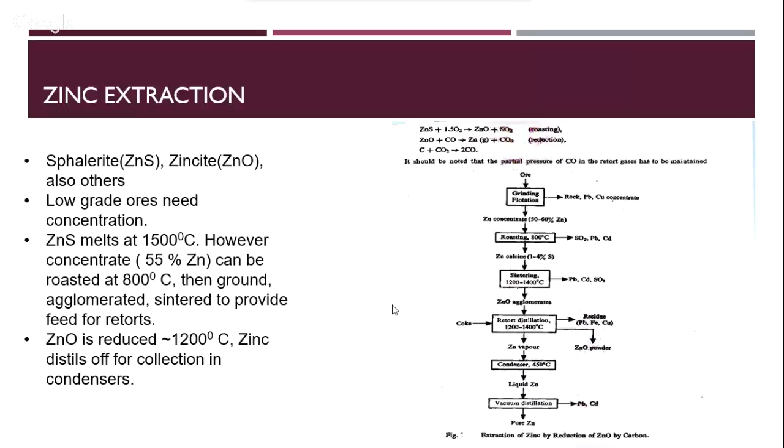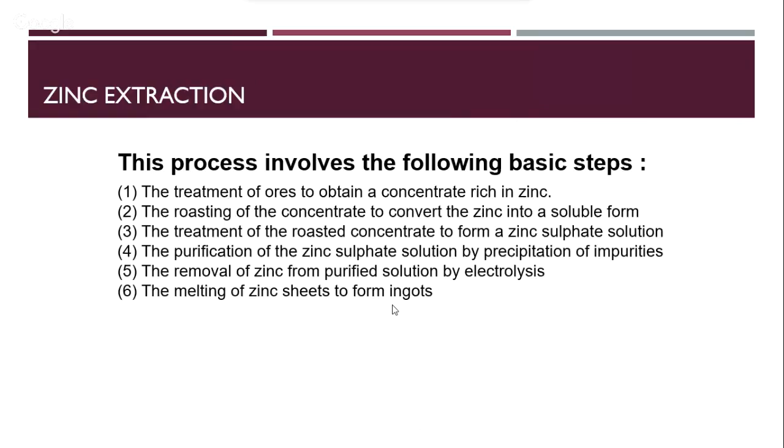Now the next topic in our syllabus is zinc extraction. Let's look at how zinc is extracted. Some of the most common ores of zinc are sphalerite and zincite. I'm going to tell you these processes very briefly, just so that you can remember them, because I know most of you generally simply memorize from the text. To give you an outline, there are 6 basic steps of zinc extraction. The first one is you treat the ore to get concentrated, rich zinc.